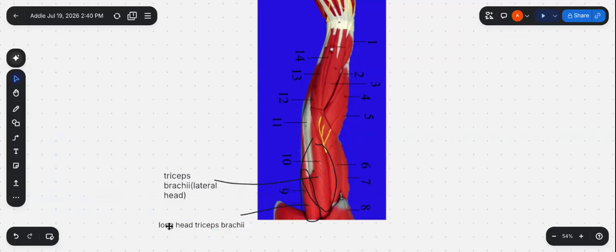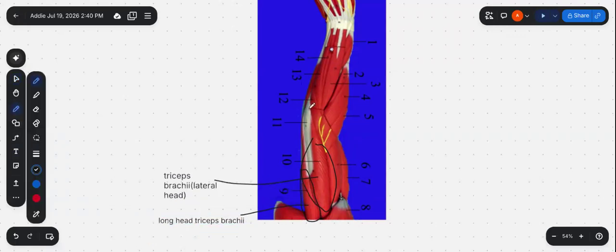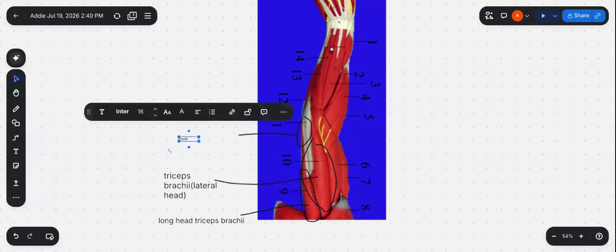Finally, the last head of the triceps is your medius head or your medial head. That is basically just going to be this region, kind of where your elbow is. And again, that is the medial head.